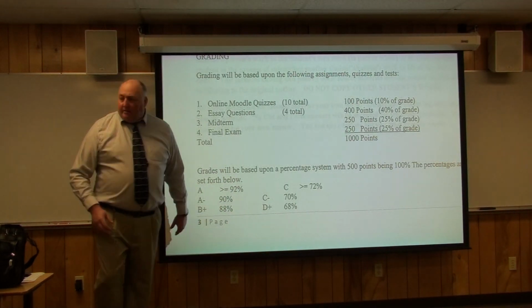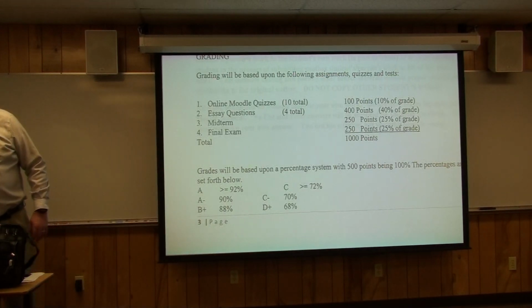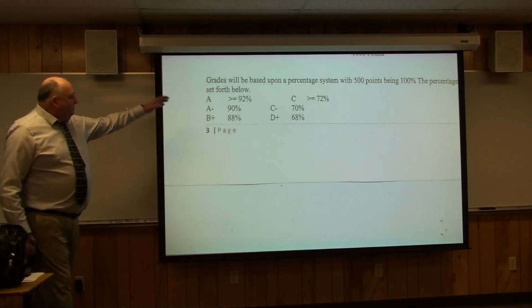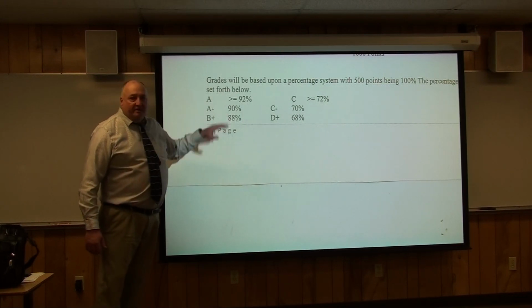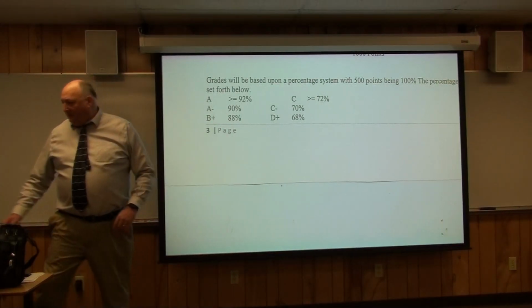Okay, grading is our standard grade scale based on university policy. A is over 92%, A minus is 90% to 92, and on down the line.